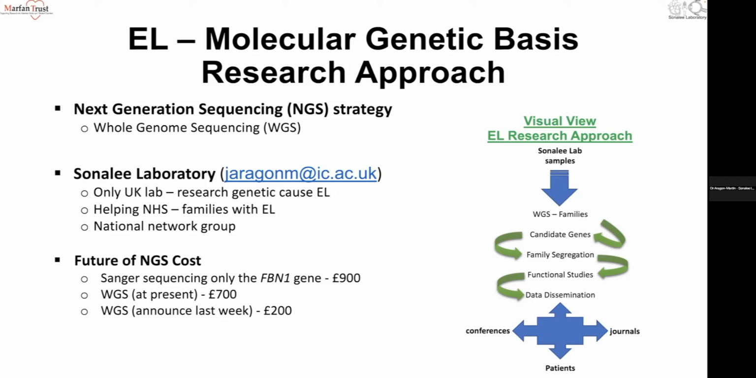There has been a recent announcement last week from Illumina on whole genome sequencing. Just to say that Illumina is a company that creates the machines to run this kind of samples. They're announcing that the cost of running one genome will be about 200 pounds. The genome is the DNA that contains all the genes in your body. This is great news, since at present the cost of whole genome sequencing is less than 700 pounds, but less expensive than Sanger sequencing, which is still very expensive at a cost of about 900 pounds for sequencing just the FBN1 gene.